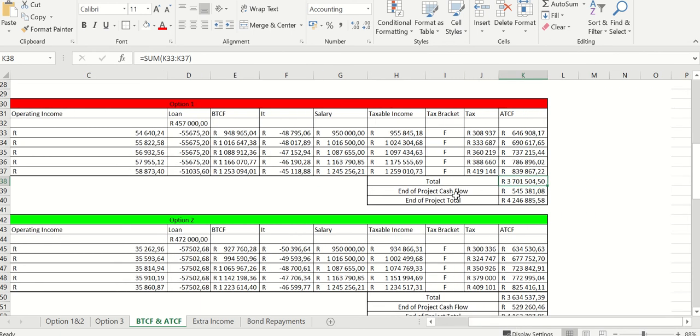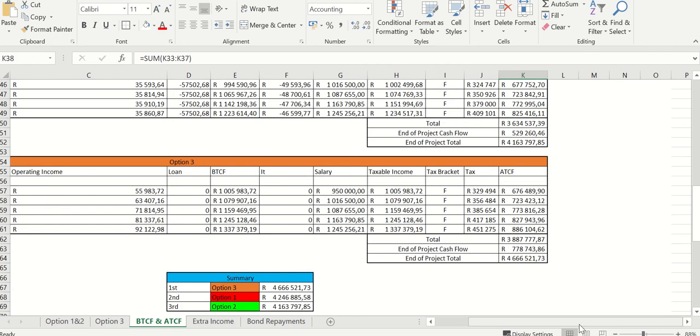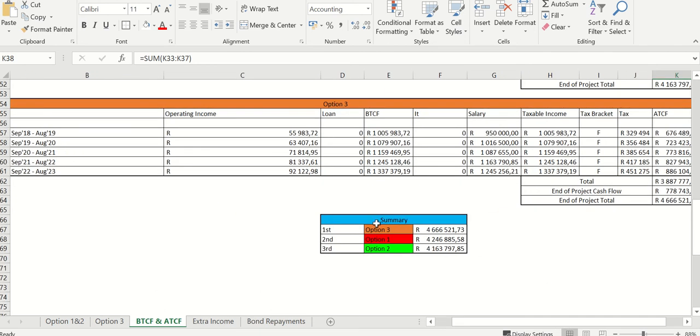Taking all the cash flows into consideration and adding the end of project cash flows, and comparing all three of them, we found that option 3 was better, which was investing in the unit trust, then option 1, which was the fixed rent income, and then option 2, the Airbnb.